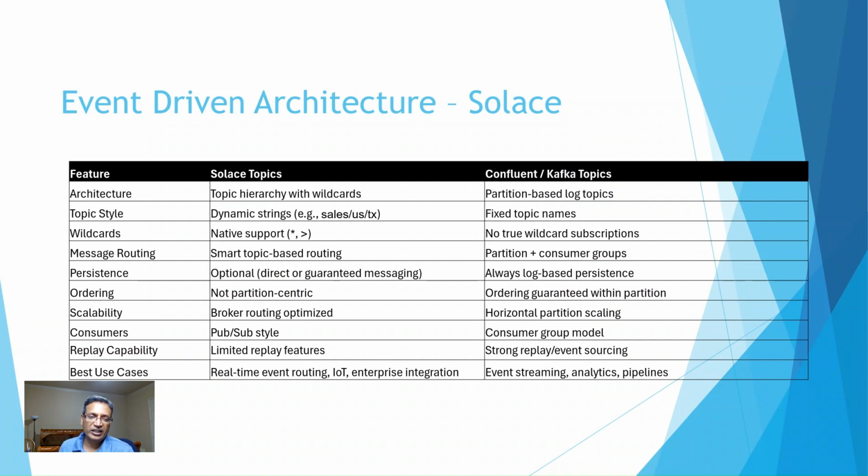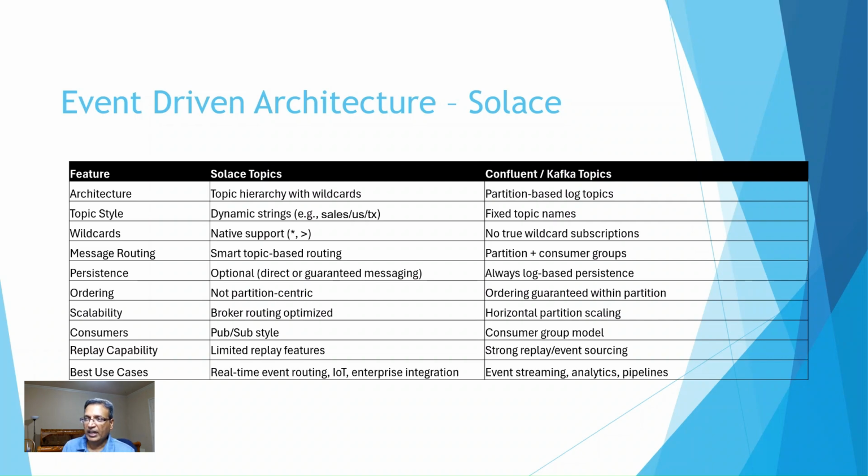Also, persistence is optional in Solace, whereas in Confluent it is always log-based persistence. Meaning it is always stored, so you can reset the offset, go back and replay. It's very easy. Whereas in the case of Solace, there are two ways of publishing messages. One is direct, and then there is persistent. It's a slight variation, but it is not as simple as moving back to the offset and reprocessing those Confluent topic messages.